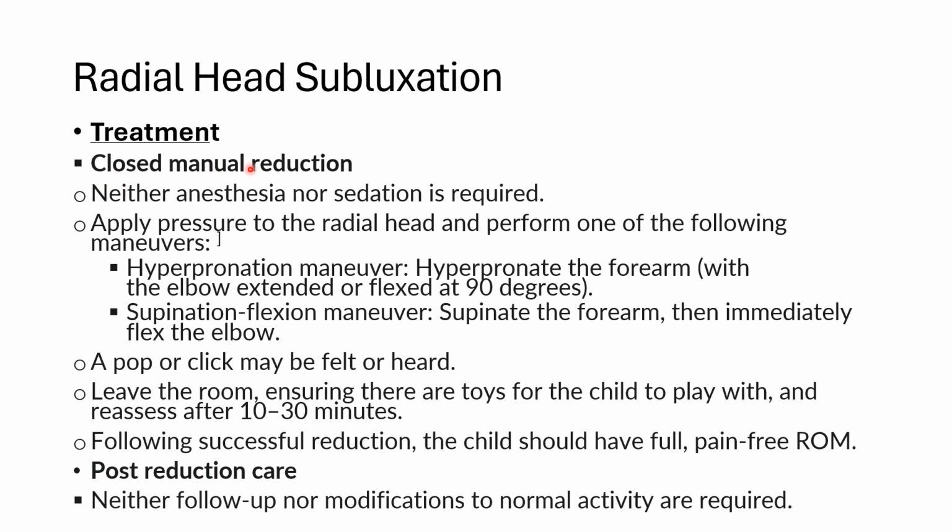Treatment: closed manual reduction. Neither anesthesia nor sedation is required. Apply pressure to the radial head and perform one of the following maneuvers. Hyperpronation maneuver: hyperpronate the forearm with the elbow extended or flexed at 90 degrees. Supination flexion maneuver: supinate the forearm, then immediately flex the elbow.